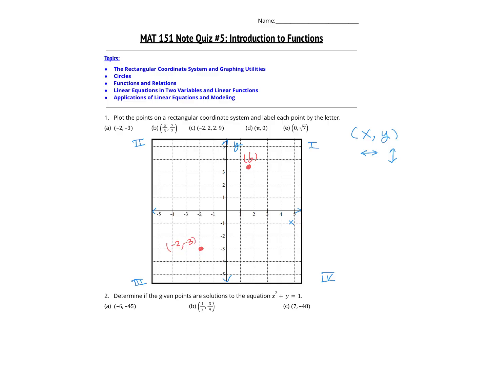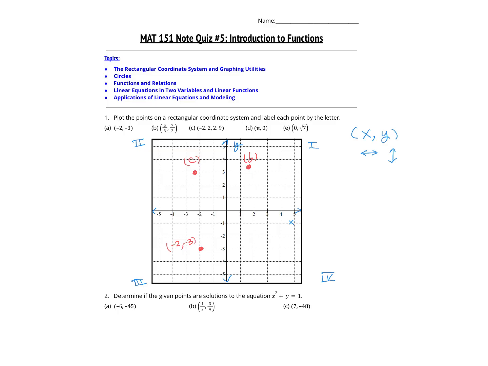For ordered pair C, that's going to be -2.2, which is a little bit left of the -2, and 2.9, which is just a little short of 3. So that's going to be right around here for ordered pair C, over here in the second quadrant.